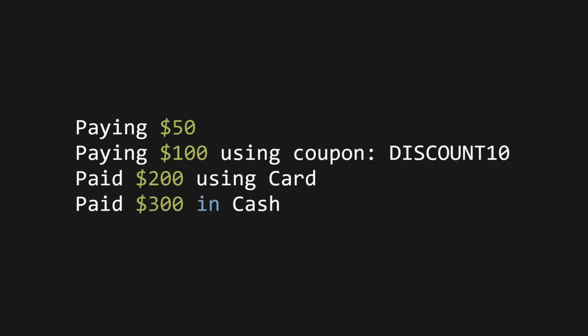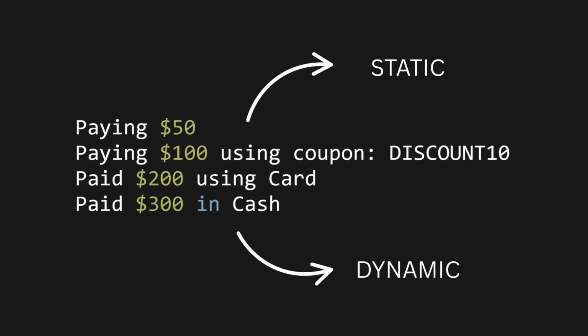cash. Static polymorphism is method overloading, which is decided at compile time. Dynamic polymorphism is method overriding, which is decided at runtime based on the object.